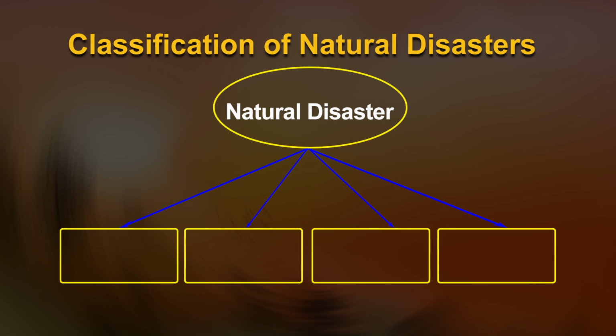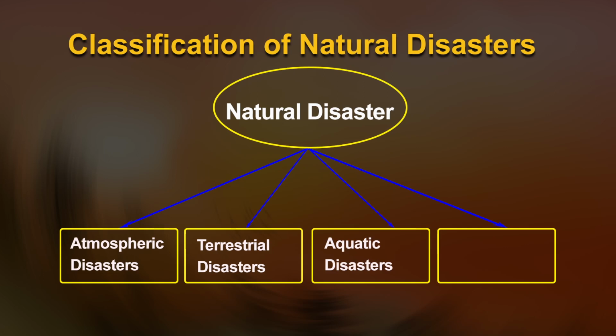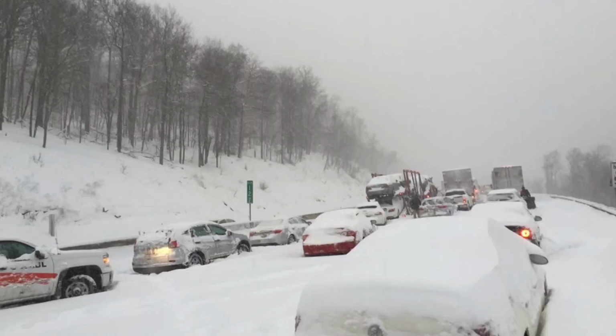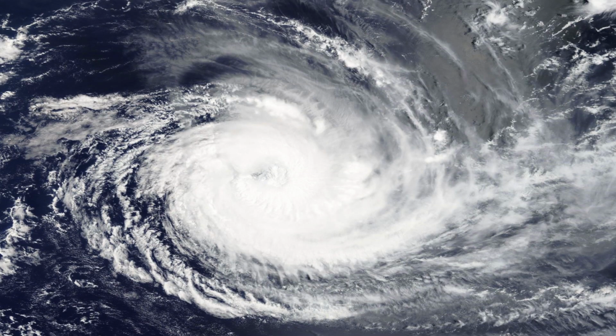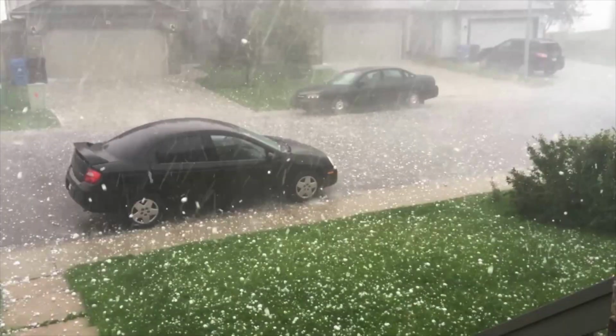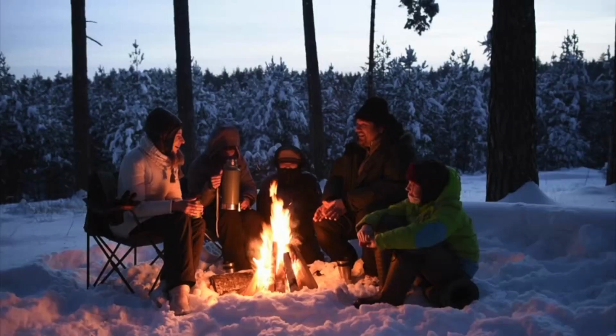In the diagram below, we can see that natural disasters are categorized into atmospheric disasters, terrestrial disasters, aquatic disasters and biological disasters. What are atmospheric disasters? They are those events which happen below the sky and above the ground. Examples are blizzards, thunderstorms, lightning, tornadoes, tropical cyclones, drought, hailstorm, frost, heat waves and cold waves.